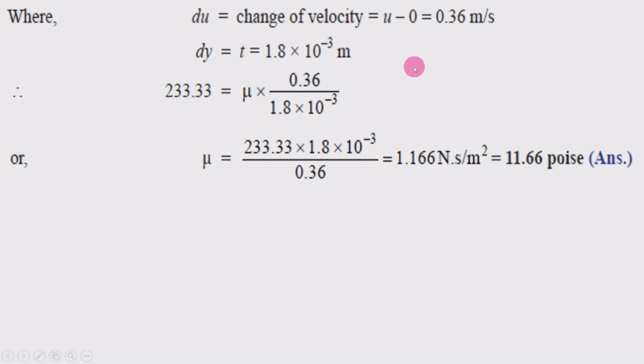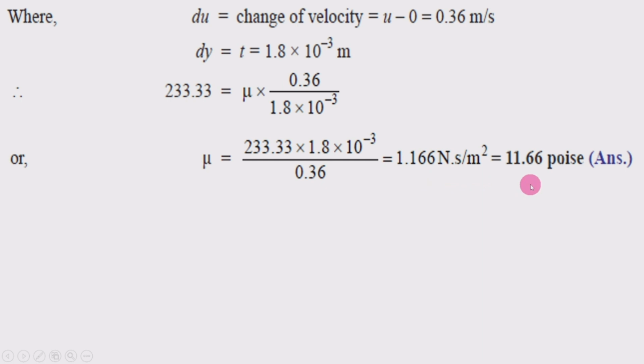Therefore we can substitute the tau value, 233.33 is the tau value, and mu, the viscosity, we need to find out. This is du, the change in velocity, and this is dy, that is 1.8 into 10 raised to minus 3. If you simplify for mu, this goes to 233.33 multiplied by 1.8 into 10 raised to minus 3, and 0.36 goes in the denominator. After the calculation, we got 1.166 Newton second per meter square.